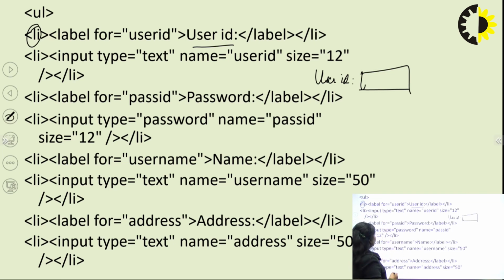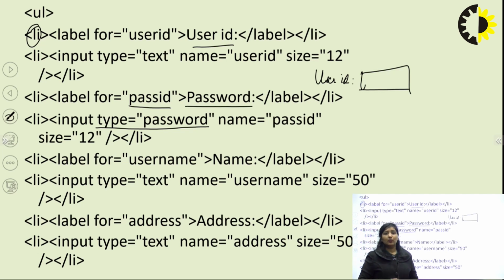Second list item is for the password. Password is the label, and input type is equal to password. What will happen if the input type is password? Whenever I type any value in this text box, it will be visible in the form of asterisks. Like if I am logging into, suppose, Gmail, the password is entered as asterisks. The same goes for this password as well. Name is the pass ID and size is 12. That means the maximum size will be 12. The length of the password can be at most 12.